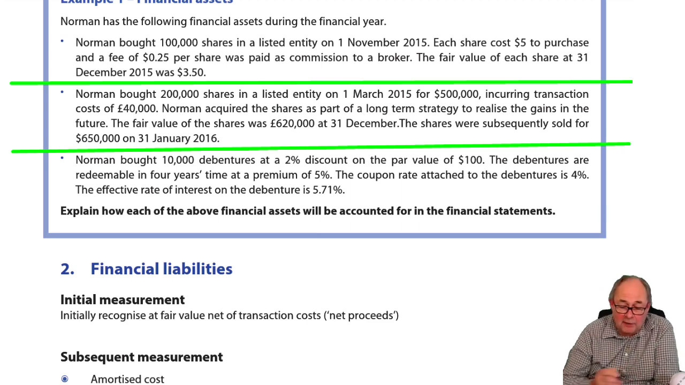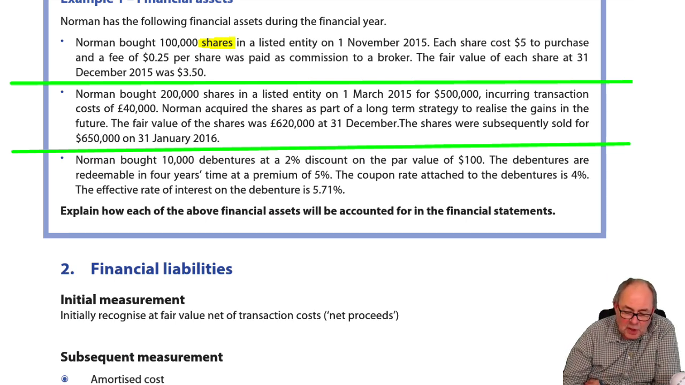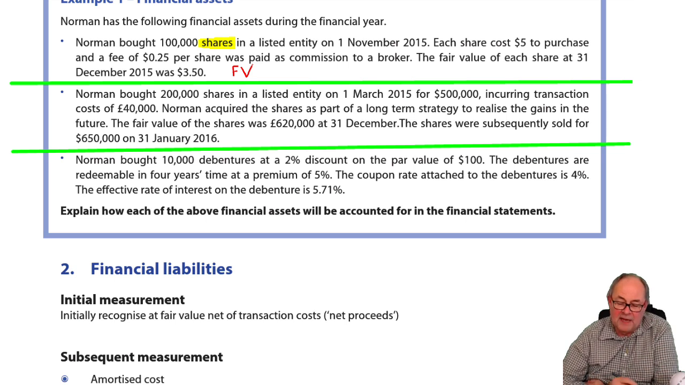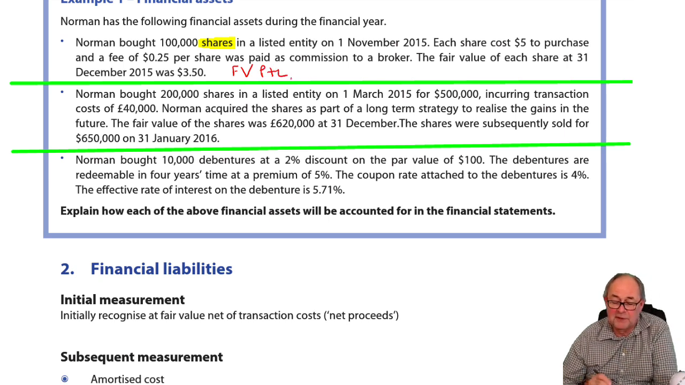In the first scenario, we can see it is an investment in shares. It does not say that they have made an irrevocable election for OCI. It will say that in the exam. So my assumption, the default position, is that these shares will be measured at fair value. Gains and losses will go to profit and loss. Some people abbreviate that to FVPL, some people FVTPL, through profit and loss. It doesn't matter. Fair value, gains and losses to profit and loss.